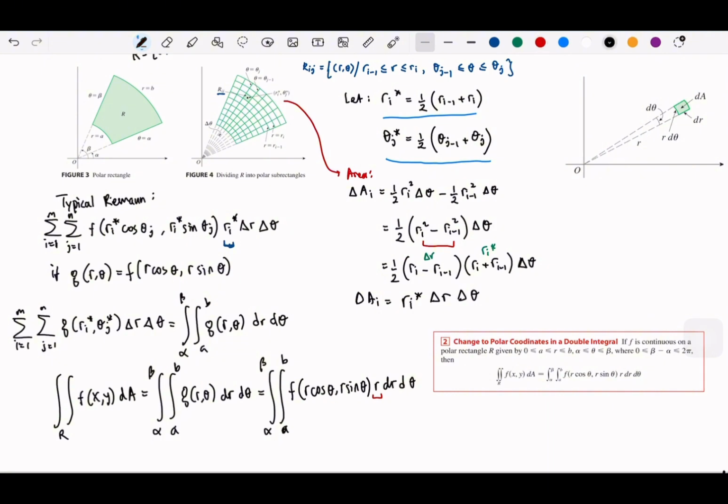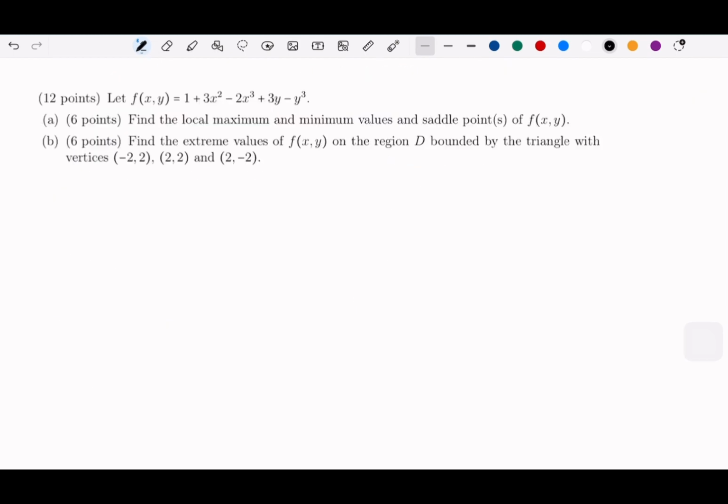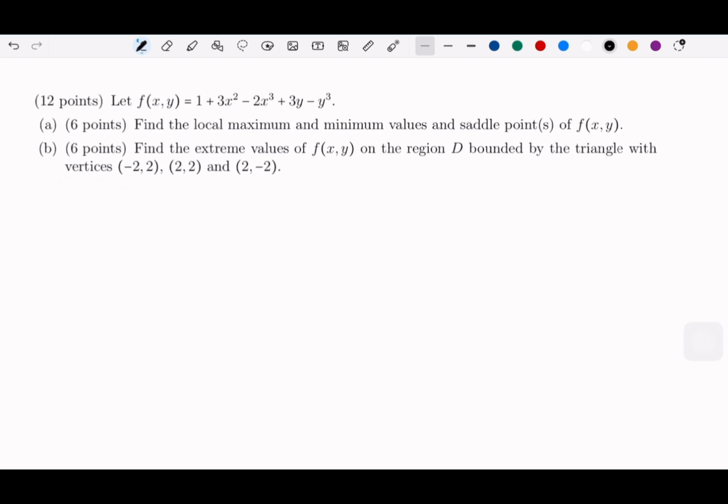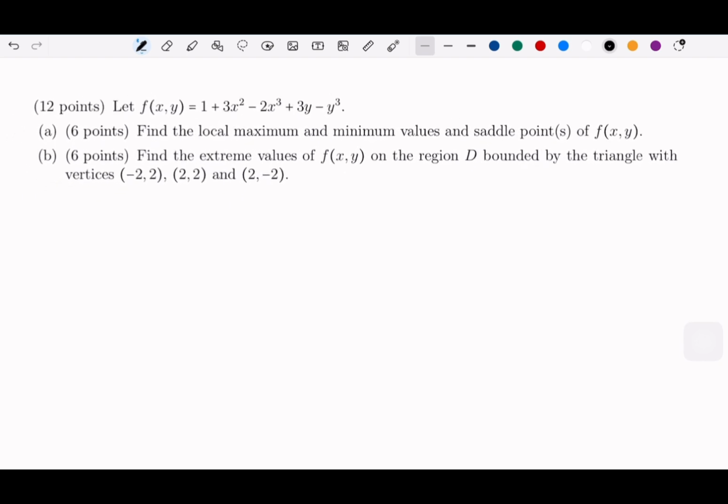Okay, I think we can have a break. I'm not sure whether we can finish all the questions, but I would like to add more. So let's start with this, finding local max, local min, and saddle point.